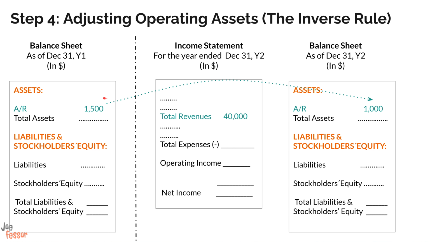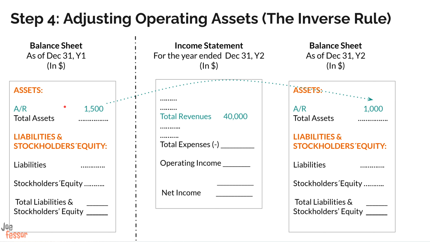Now we move on to steps 4 and 5, which is where we deal with changes in our current operating assets and liabilities, also known as working capital accounts. Step 4 of our roadmap deals with adjusting for changes in our operating assets. Let's jump straight into an example using accounts receivable to figure out the rule.